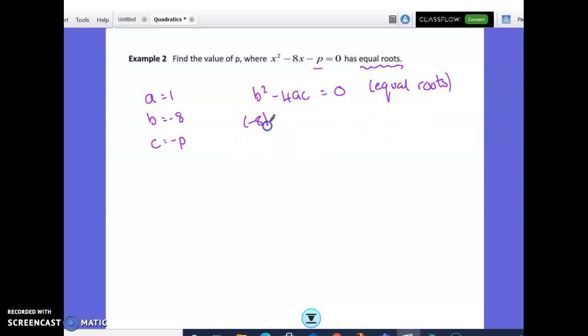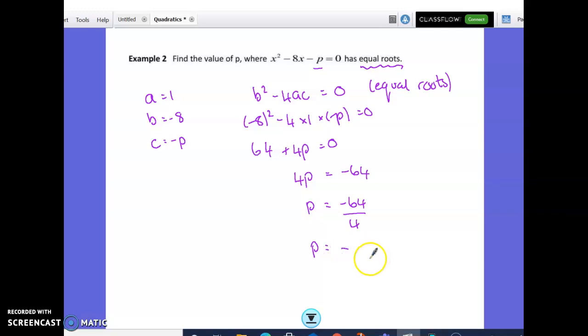b is minus 8, so we've got minus 8 squared minus 4 times a is 1 times minus p equals 0. Tidying that up, 64 plus 4p equals 0. I just need to solve for p. So 4p is minus 64, so p is minus 64 over 4, which I need in simplest form, which would be minus 16. Okay, I'll leave you to practice some of these.